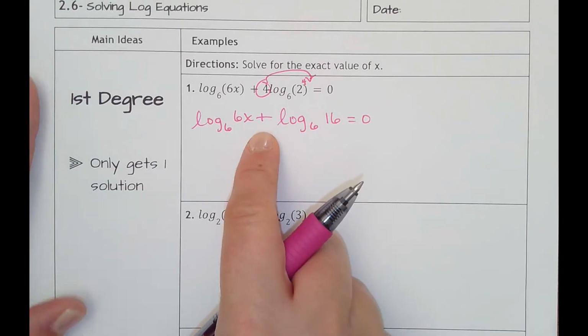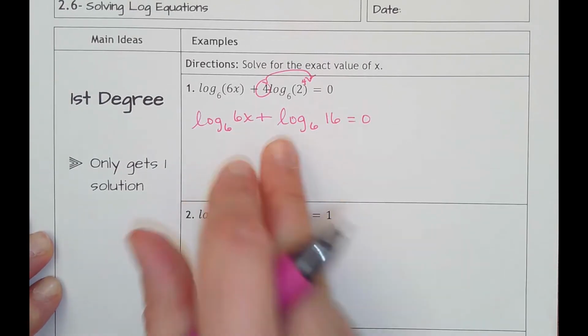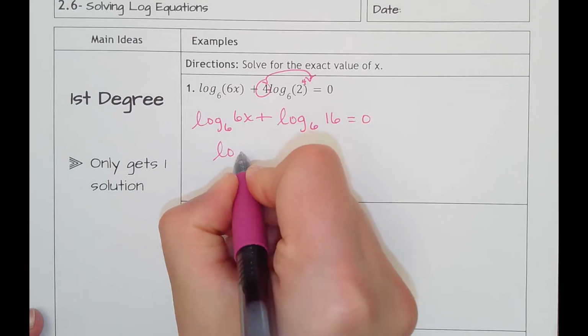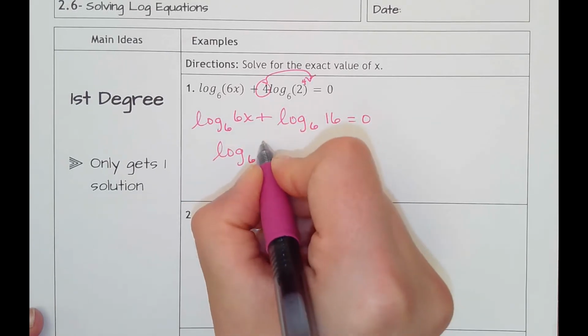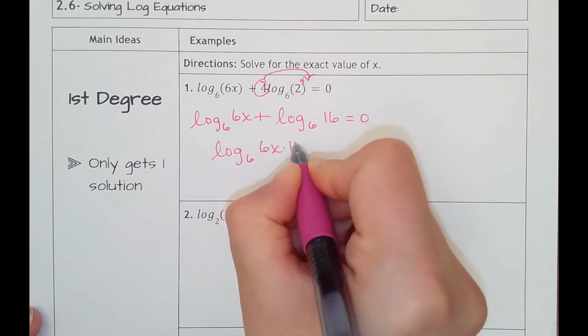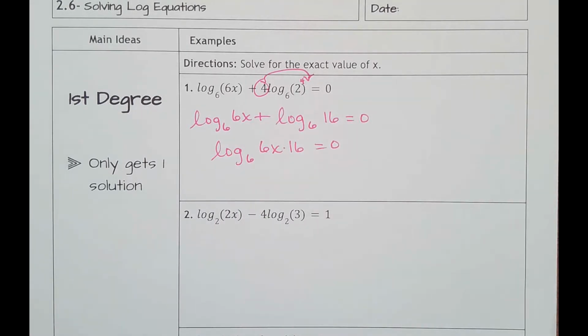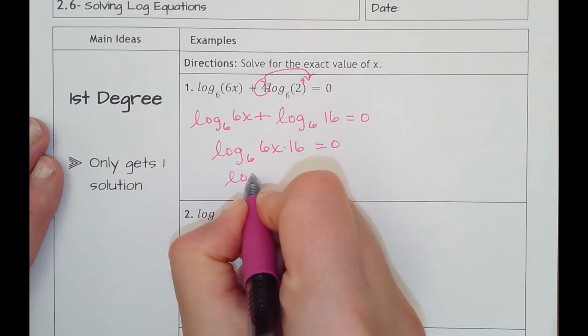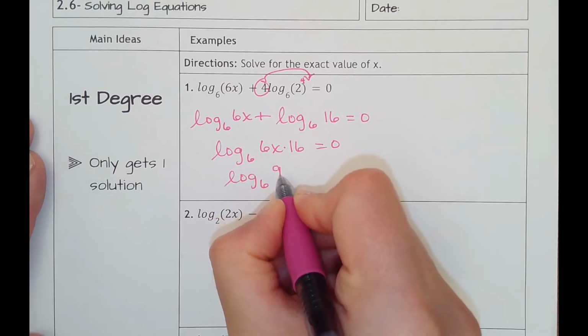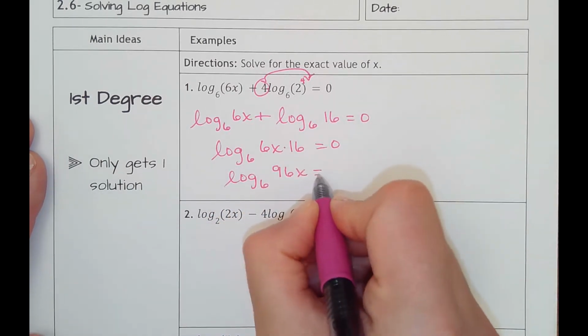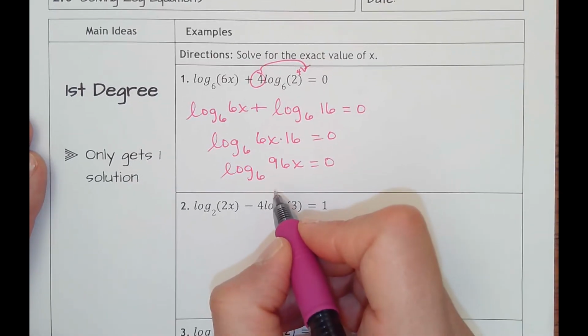Then, since we have addition, we want to combine these logs into a single log with multiplication. So we'll have 6x times 16. 6 times 16 is 96. So we'll have log base 6 of 96x. And then our last step is to convert it.